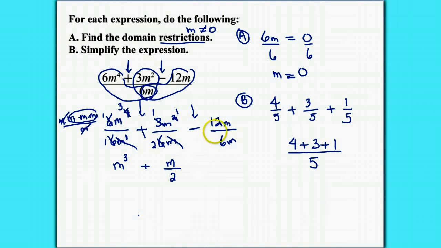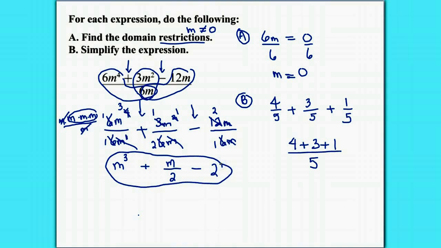Okay? And then here, 6 goes into each of these. 6 goes into 12 twice. 6 goes into 6 once. And then the m's both cancel, so we get minus 2. And that is your final answer because you have 3 terms left, but none of them are like terms, and so you cannot combine them.